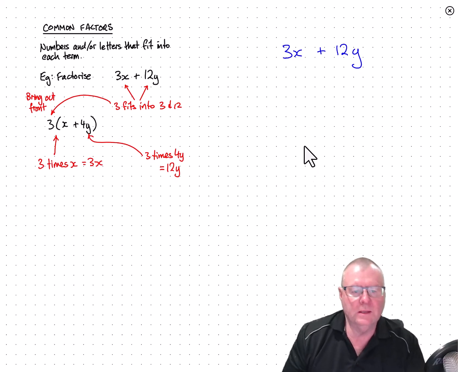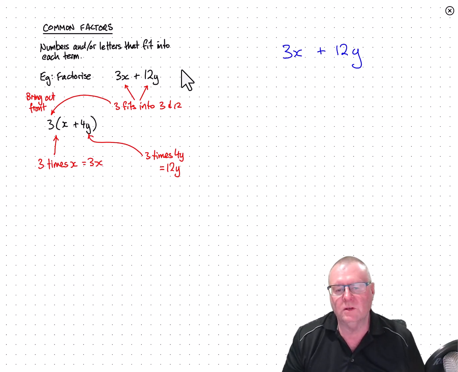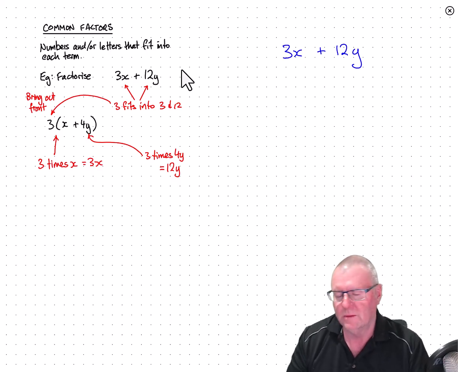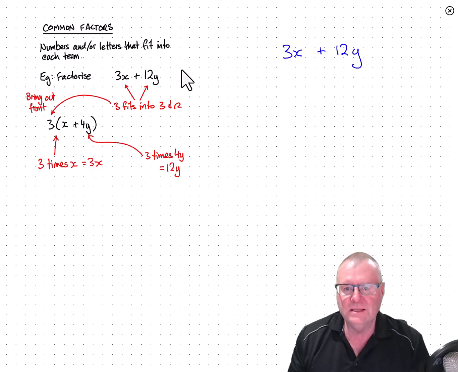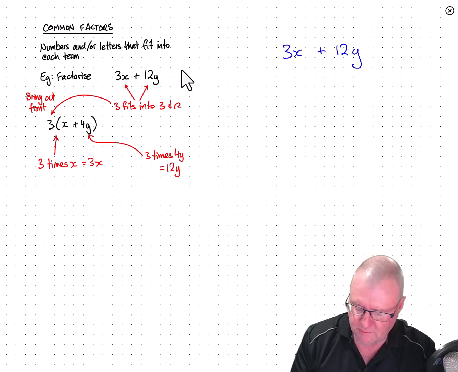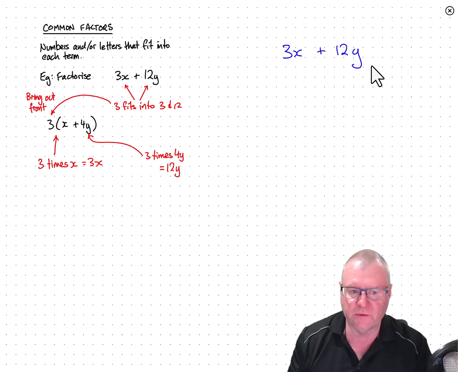All right, a quick and easy one. Well, hopefully it's easy. Sometimes we just want to pull out a common factor. We're not going to use fancy things like harmonic quadratics and all that kind of stuff. It's just like, is there something that appears in both of these terms, in both 3x and the 12y, that I can pull out the front instead of brackets?